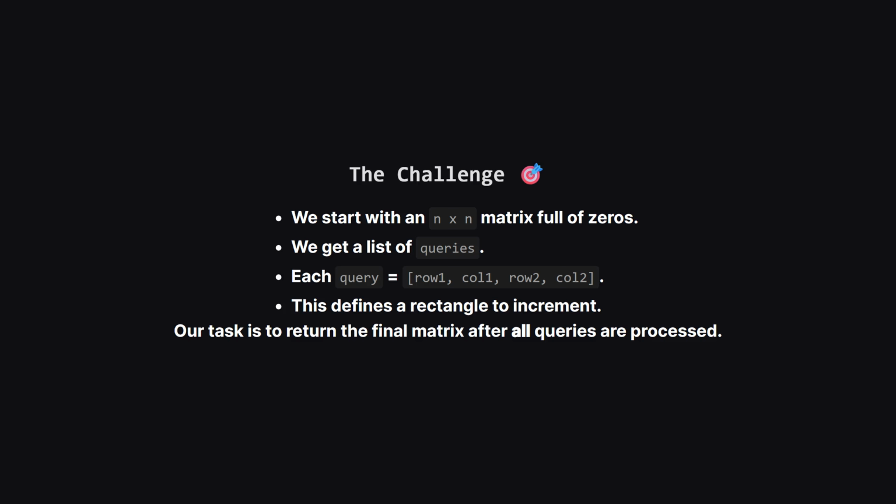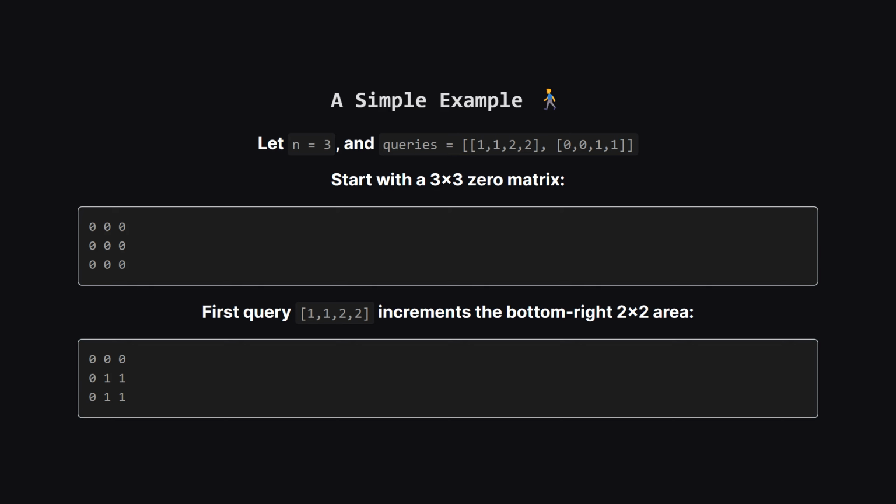So to put it simply, we're given a blank canvas of zeros. Then, we get a series of commands, each telling us to paint a specific rectangular area by adding 1 to it. The final picture, which is the grid with all the updated numbers, is what we need to return. Let's walk through the first example to make this concrete.